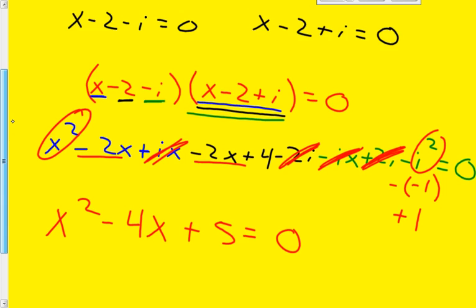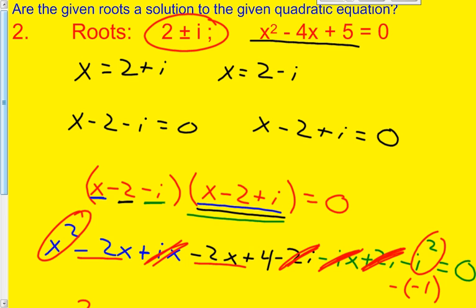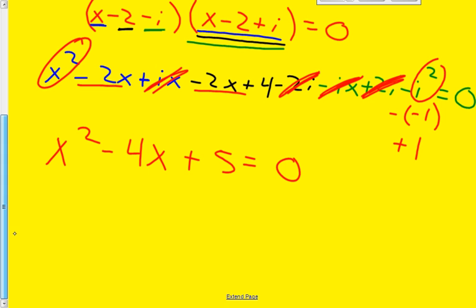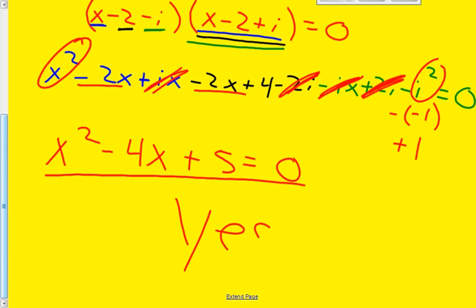So are these roots, 2 plus and minus i, the roots to this equation? x squared minus 4x plus 5, x squared minus 4x plus 5. Yes! Good stuff, right? Our answer is yes.